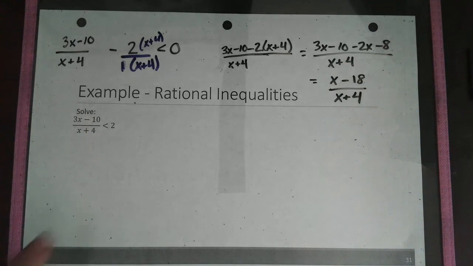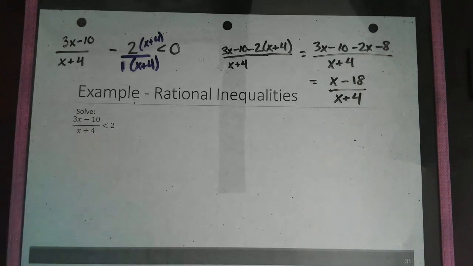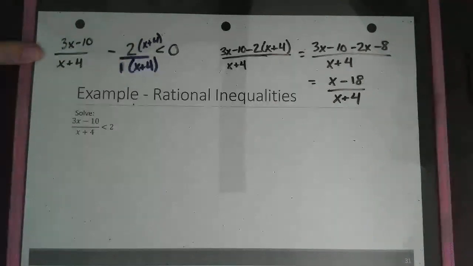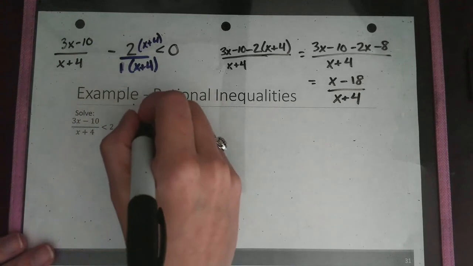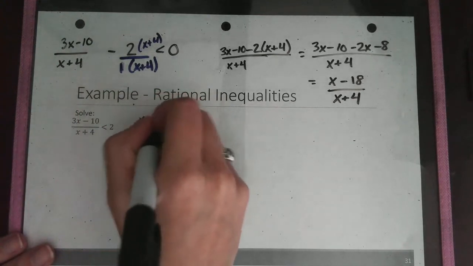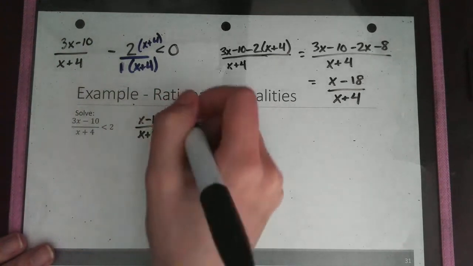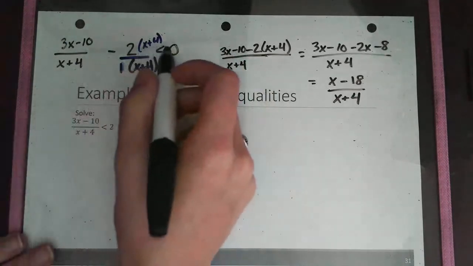So all I've done is I subtracted the 2 to the left-hand side. I turned it into a fraction with the same denominator as the fraction I already had, combined my like terms to make it into one whole fraction. So I've rewritten my original inequality. Now I'm looking at (x - 18)/(x + 4), and we had this left-hand side as less than 0.